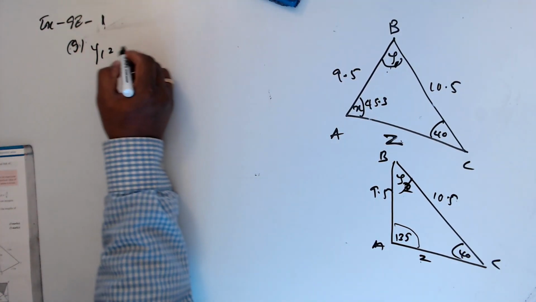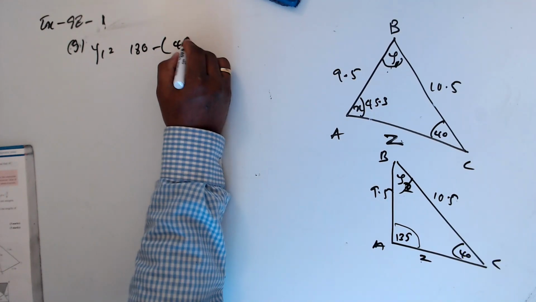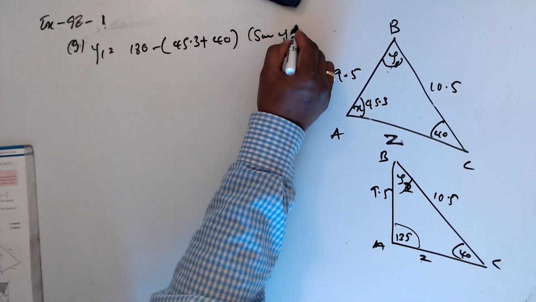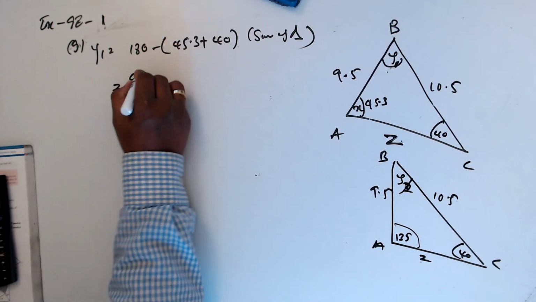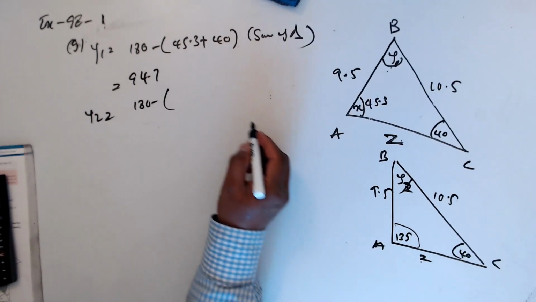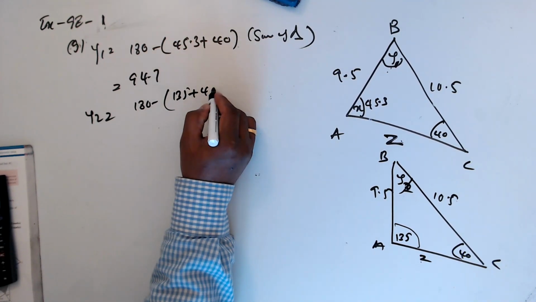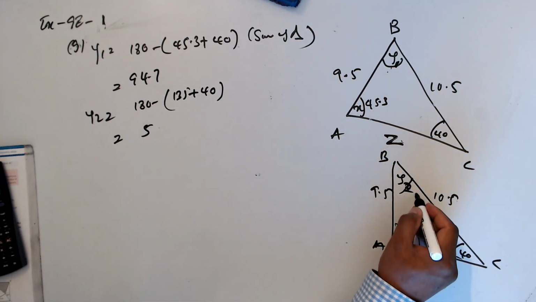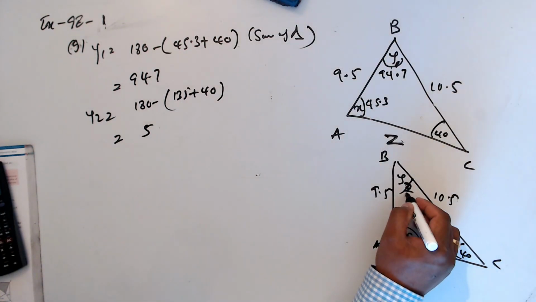So y1 equals 180 minus 45.3 plus 40, sum of triangles. So this is going to be 94.7. y2 equals 180 minus, now this one, 135 plus 40, which is 175, so 180 minus 175, which is 5. So this is 94.7 and this is 5.